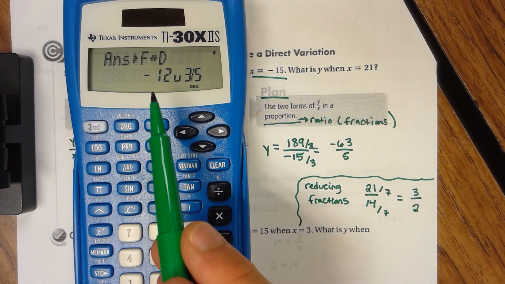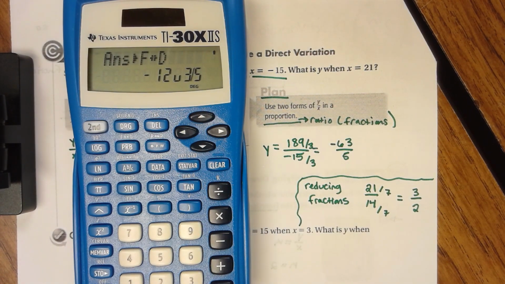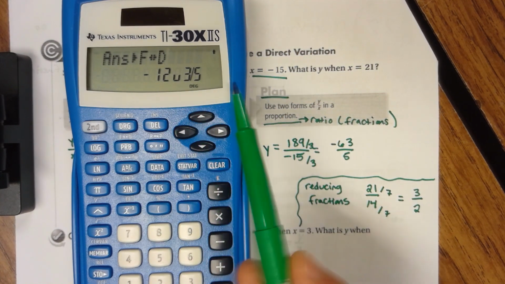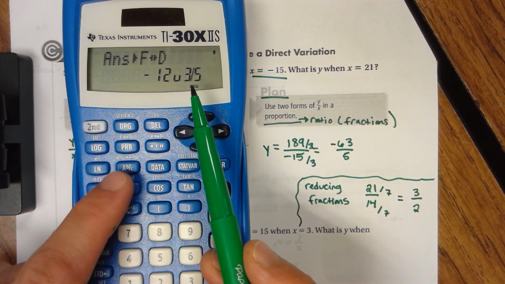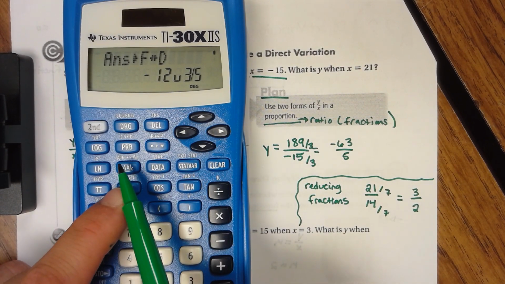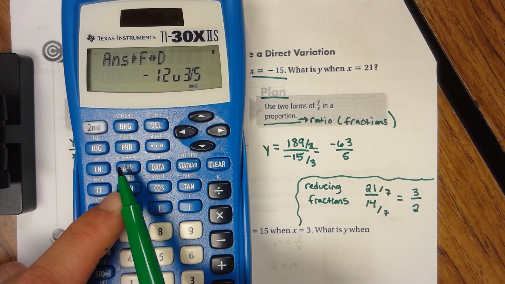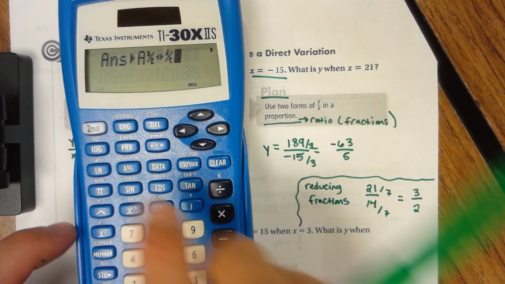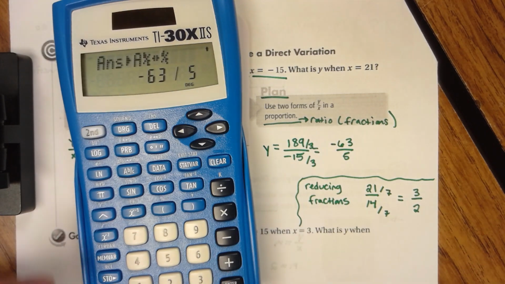this calculator is actually displaying the answer as a mixed number, which is pretty gross. I was trying to help somebody in the last class to get rid of that. The only way that I found to do that was to basically do the same thing. There's another button that says A times B divided by C and convert it to D divided by E. So I'm just going to press that button one more time. And that's how you get to negative 63/5.